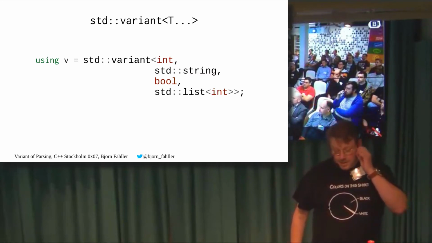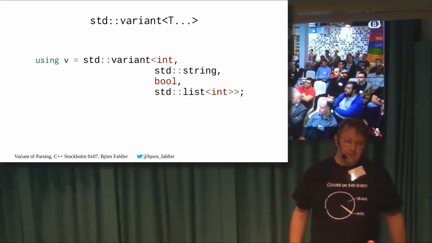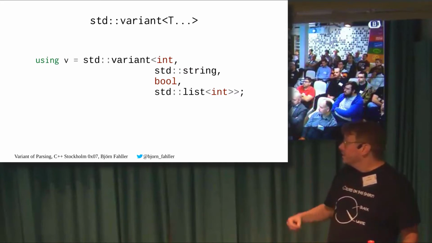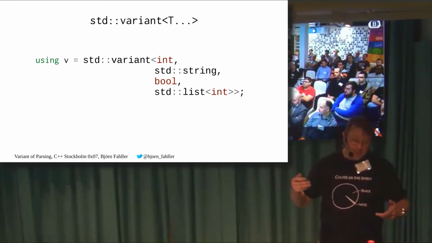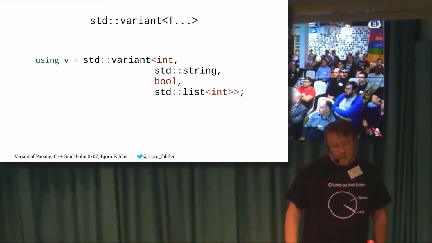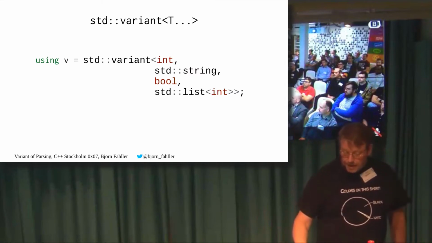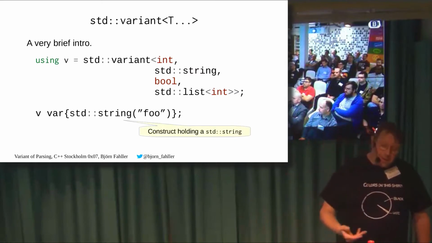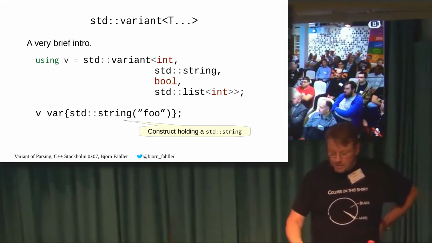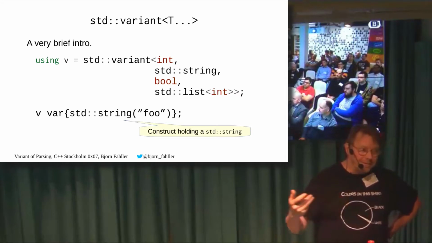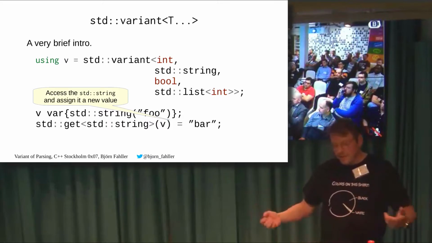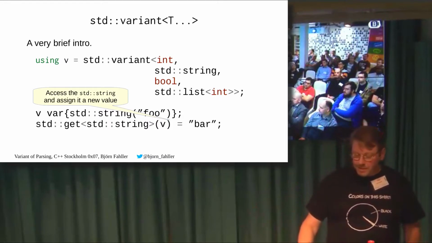So the variant is, well, we can see it as a union. In this case, we can say that our type V here is a union of int, string, bool, and a list of ints. Meh. Not very impressive, I thought, when I first read about it. One cool thing, though, is that it knows what type it holds. It's a tagged union, so it's impossible to try to get a value of the wrong type. So this itself is not too impressive.